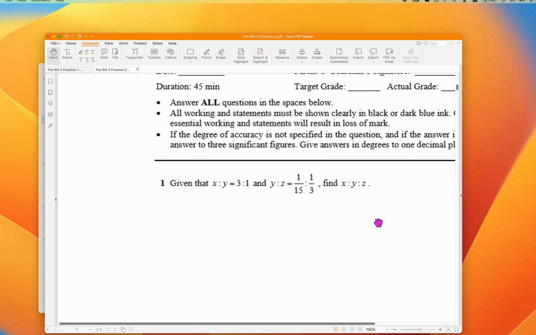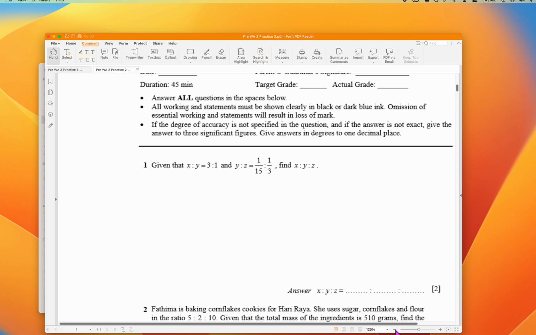This one is much easier. XYZ. Okay, let me do it my way. So x and y is very simple. It's already in whole number. So this one is y to z. So you times 15, right? So you times 15 is 1 to 5, right?